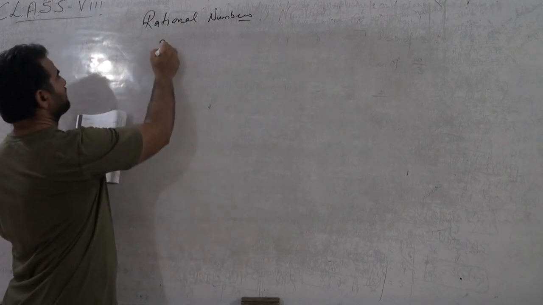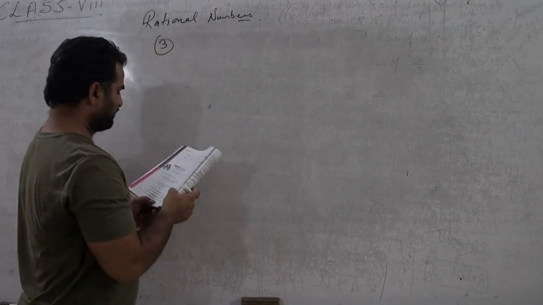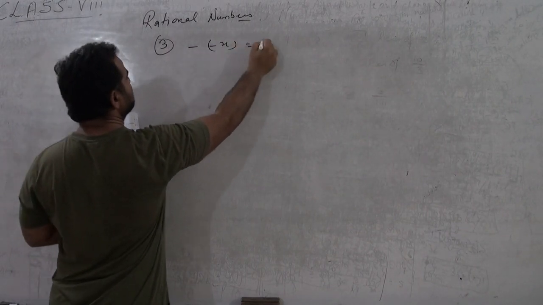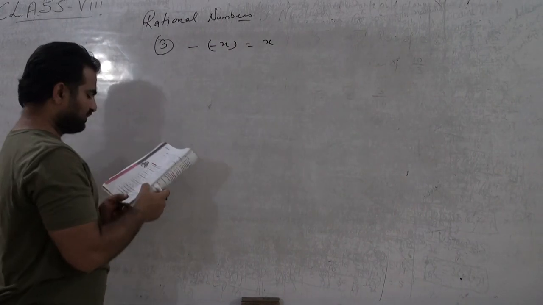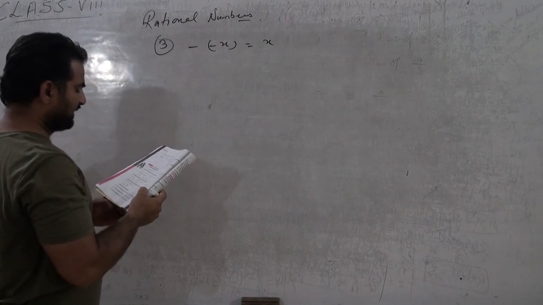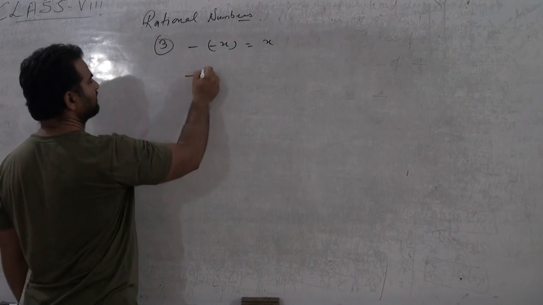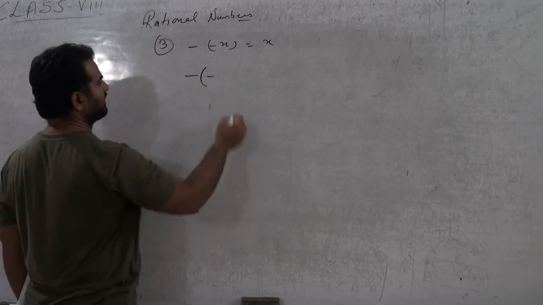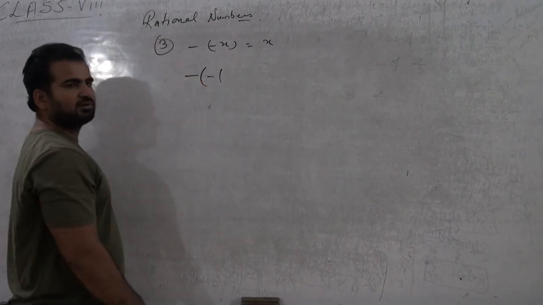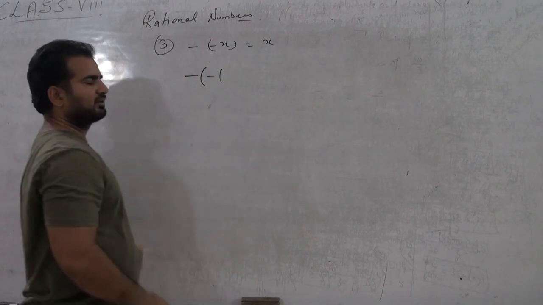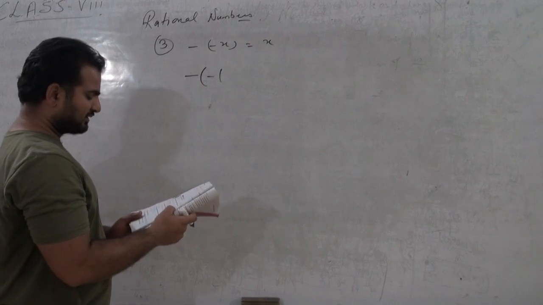Question number 3. Minus x equals x. So what I am doing is writing minus 13 by 17 in place of x. So negative, again negative sign, and the value of x is already in negative sign, so I am placing a bracket there. Okay. So it will be minus 13 by 17.